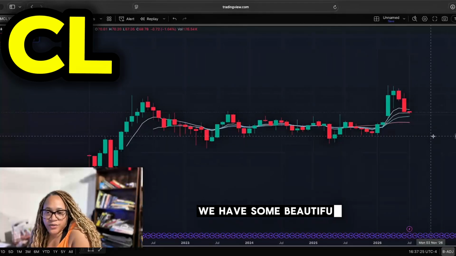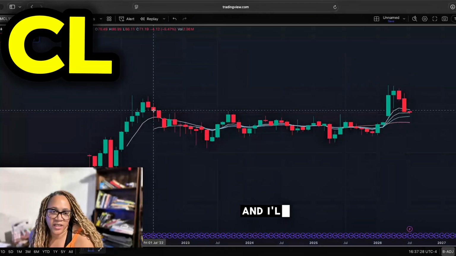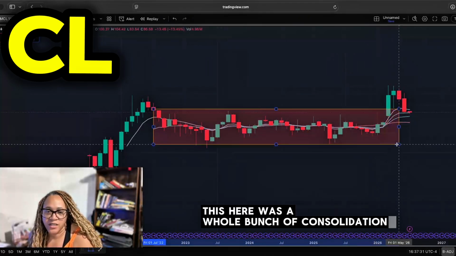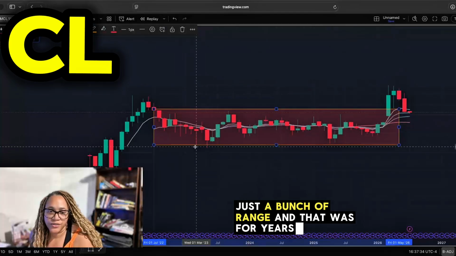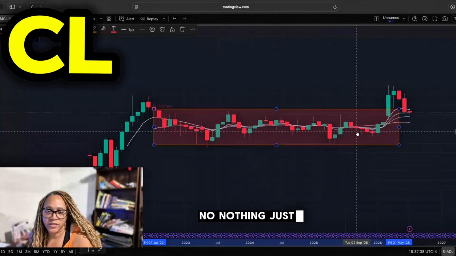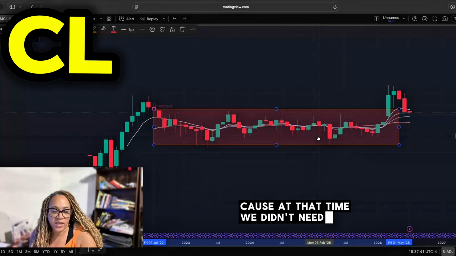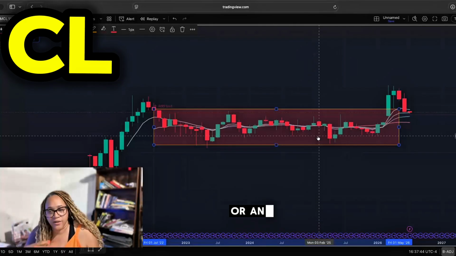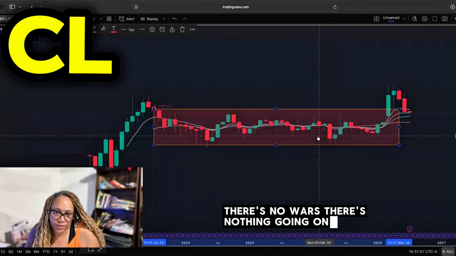So anyway, we have some beautiful support, like a consolidation area. This right here, you can see, and I'll draw this for you. This here was a whole bunch of consolidation, just a bunch of range. And that was for years, right? No real big moves, just bopping around, which makes sense because at the time we didn't need it to be anything big. We didn't need it to be going up and down or anything like that. There's no wars, there's nothing going on, there's no need for it to be this high.